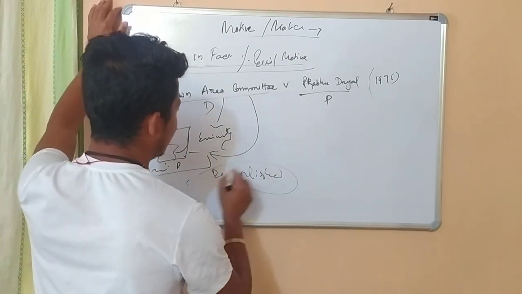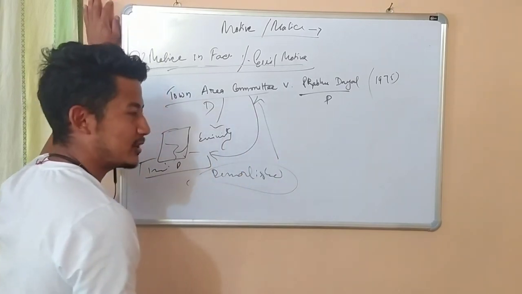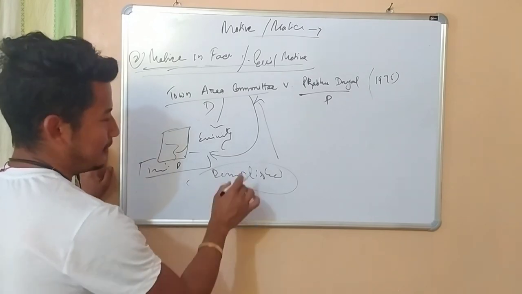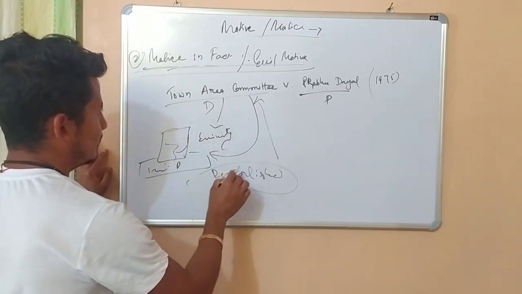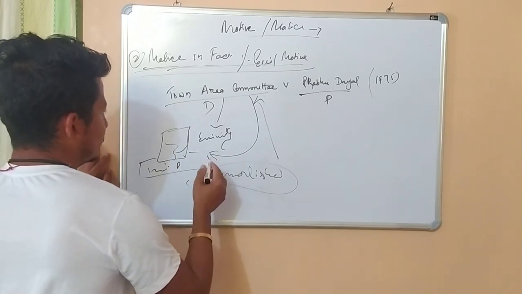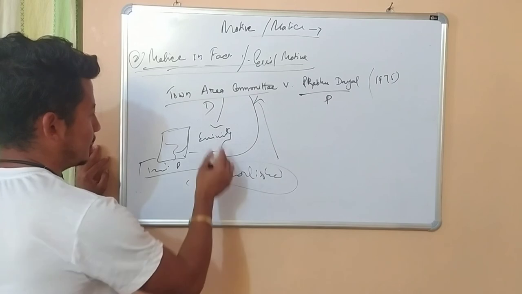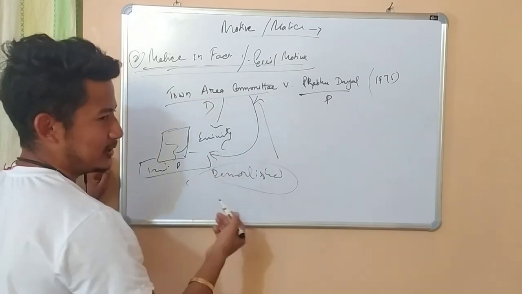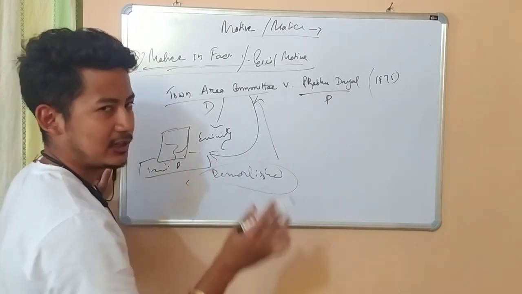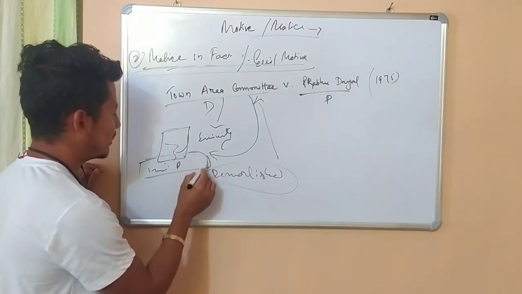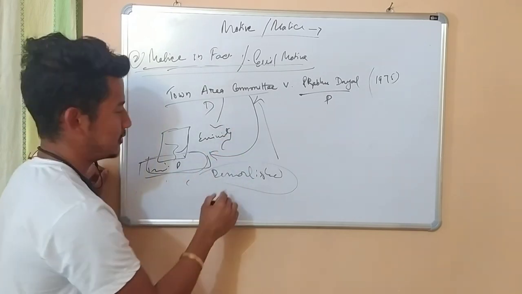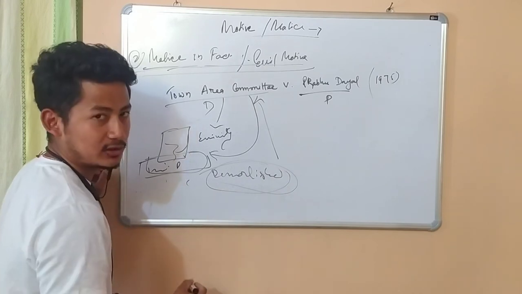Now the plaintiff filed a suit against the Town Area Committee, saying that we have an enmity, so that's why he did it. That was the contention of the plaintiff. But the court said that though the head of the Town Area Committee has enmity with you, that means obviously he has an evil motive, but regardless of his motive, since you have constructed the house illegally, the act of demolition was legal.